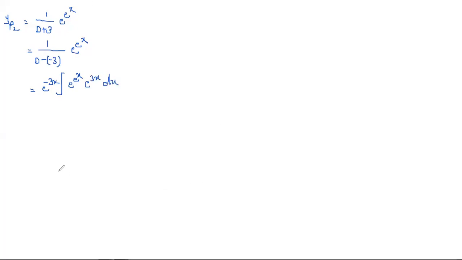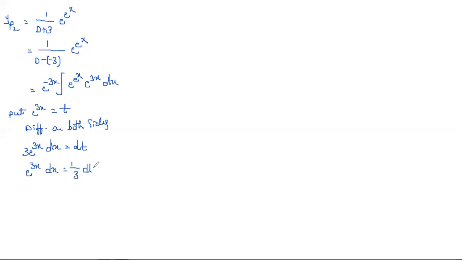e power 3x dx. And now put e power 3x is equal to t. For applying integration, we are taking the substitution e power 3x is equal to t. So differentiating on both sides, what we'll get here is 3 into e power 3x dx is equal to dt. So that is e power 3x dx is equal to 1 by 3 dt. Now you can substitute in that.